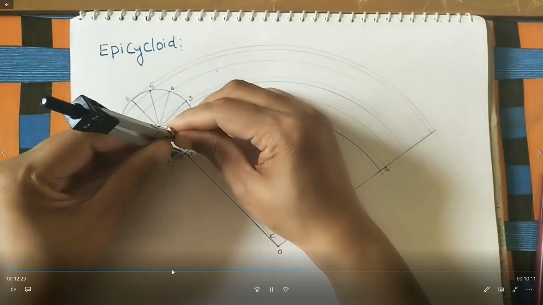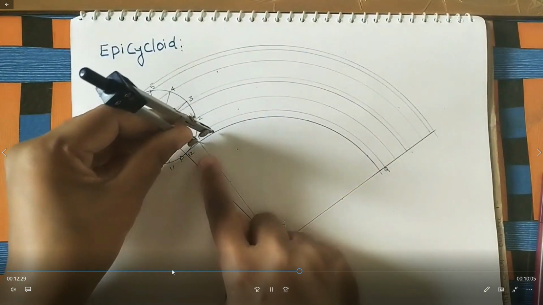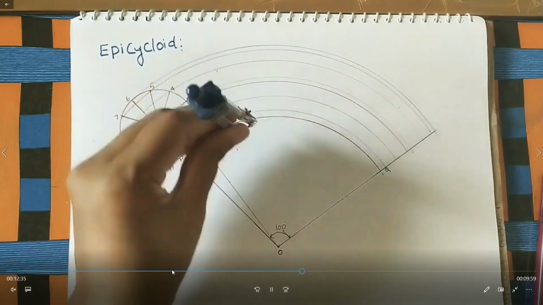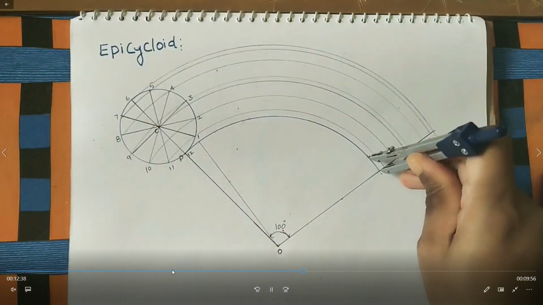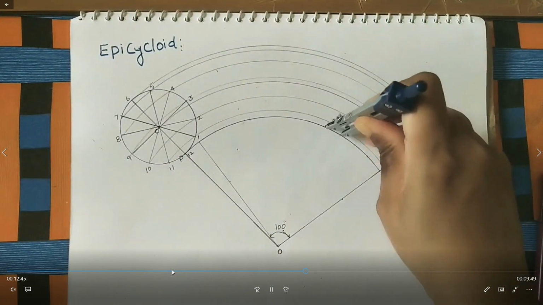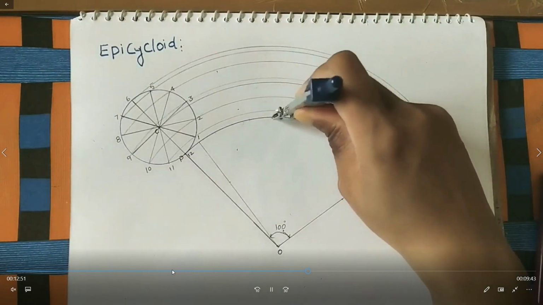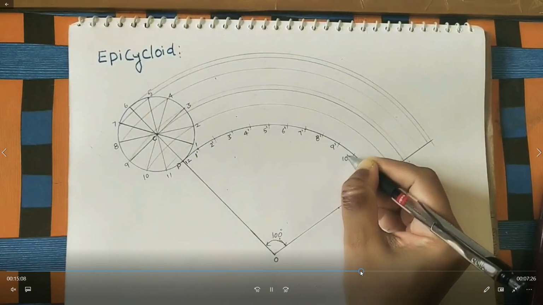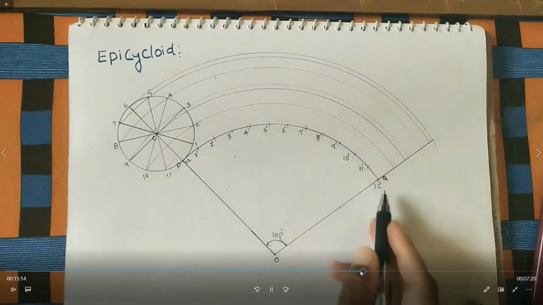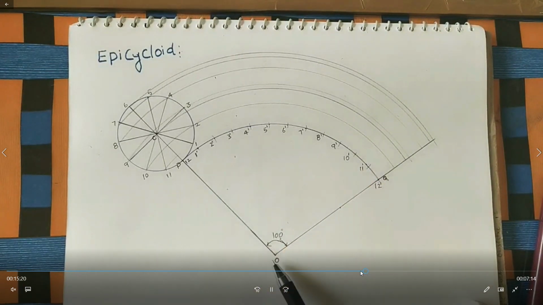Okay, in this way you measure the distance 12 to 1 dash. The total length of the curve you divide in a similar way. Okay, we identify each division point: 1 dash, 2 dash, 3 dash, 4 dash, 5 dash, 6 dash, 7 dash, 8 dash, 9 dash, 10 dash, 11 dash, 12 dash.